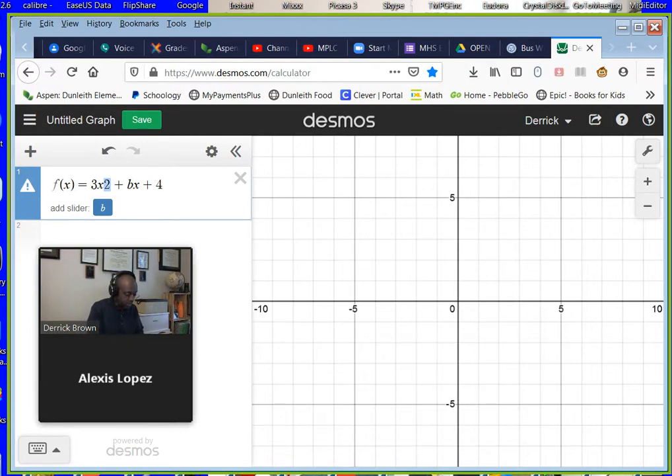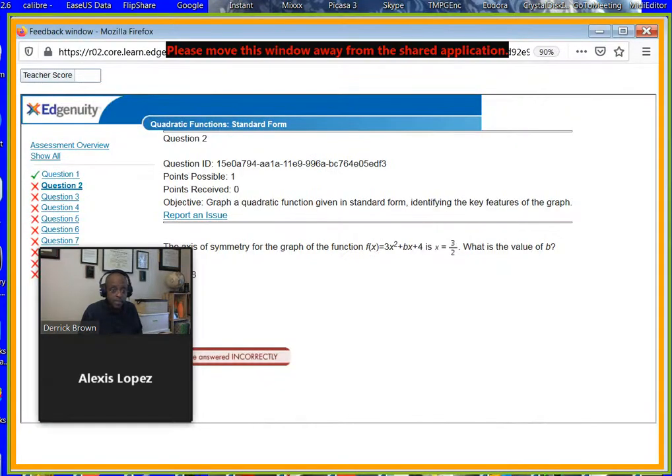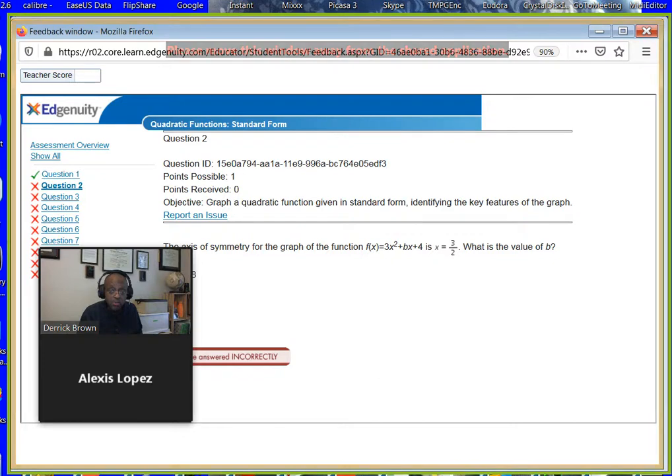All right. It was 3x squared. Remind me that it's 3x squared plus bx plus 4. Is that the function? I think it was. All right. Let me remind myself to make sure. You won't be able to see this, but I'm just checking. Yeah, it's 3x squared plus bx plus 4. All right, and we're told that the axis of symmetry is x equals 3 halves.